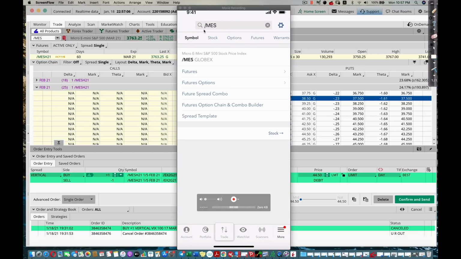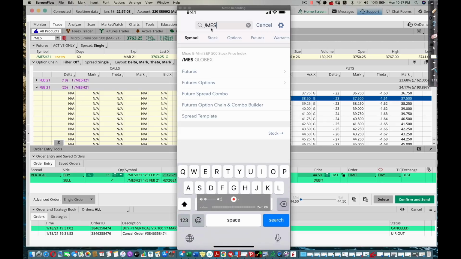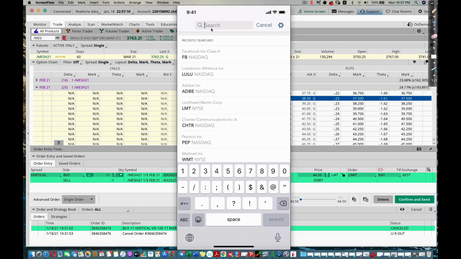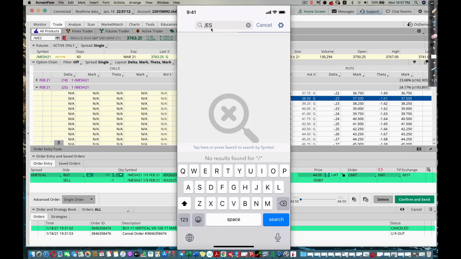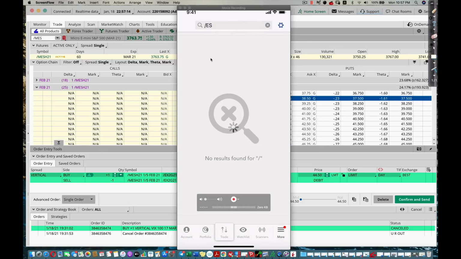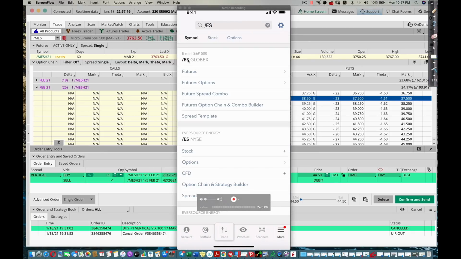And you can see I just search. I can either search for /ES, and this would be the S&P E-mini Futures. Okay, so I will choose Futures, Options, Chain, and Combo Builder. This is the one I'll choose because I want to build a combo, which is a spread. Okay, I'll choose this one.